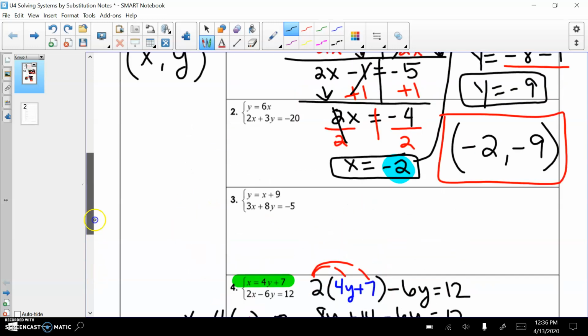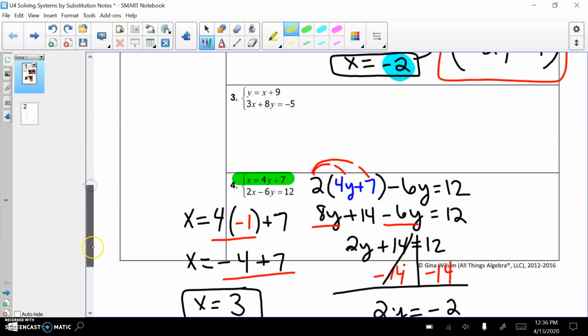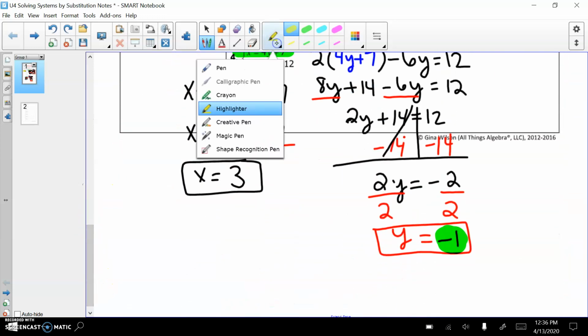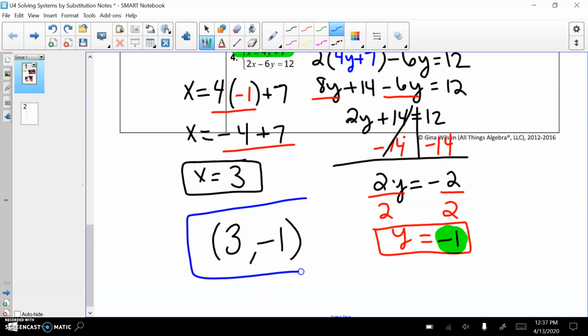But don't forget, we have to write our answers as an ordered pair. So it's got to look like this. You're going to write your x first. So in this case, I'm going to write my 3 first, and then my y was negative 1. So my answer for this one would be 3, negative 1.